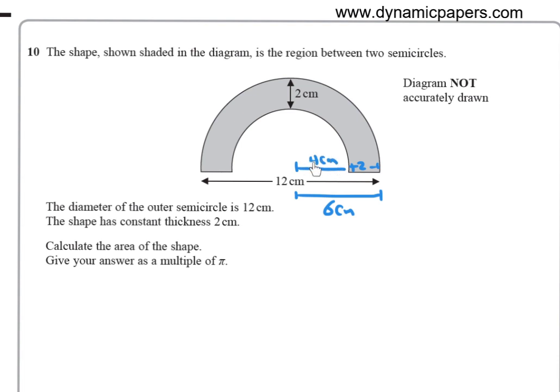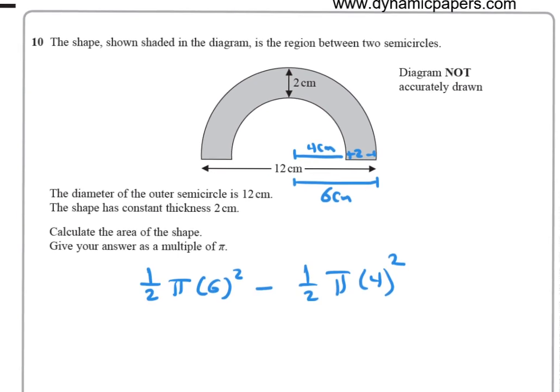So the radius for the small semicircle is 4 centimeters, and for the large semicircle the radius is 6 centimeters. Now I need to find the area of the shaded region. The area of the shaded region equals the area of the large semicircle minus the area of the small semicircle. The area of a semicircle is half times pi r squared, so half times pi times 6 squared for the large semicircle, minus half times pi times 4 squared for the small semicircle. I need the answer in terms of pi.